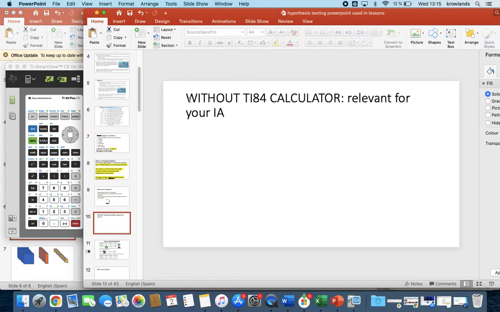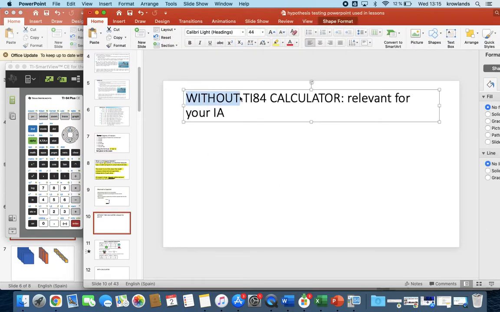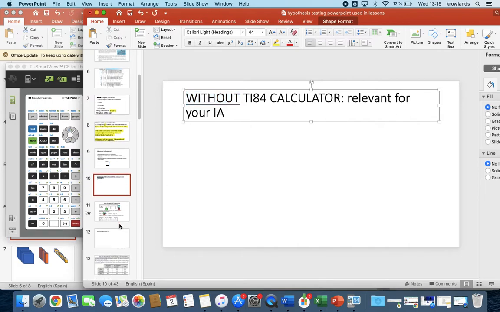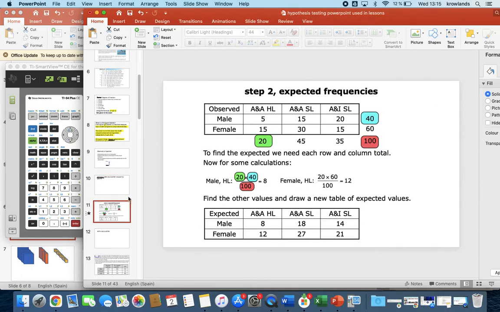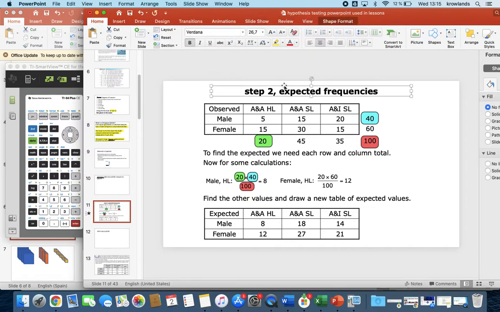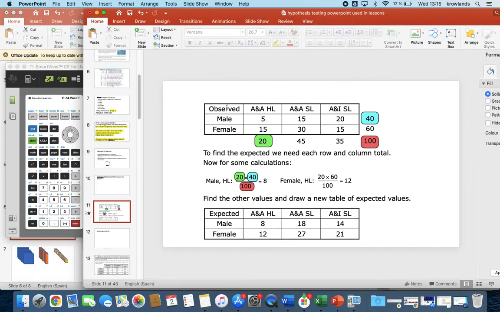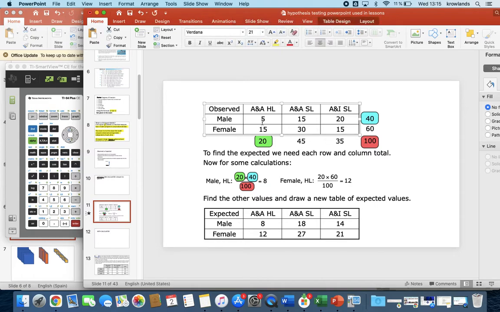So this is without the calculator. Now this will be relevant for many of your IAs. So although we won't be doing any questions on this, this part of the video is essential. So this is the table we are given in the exam, for example. This is going to be the observed data. It would represent different values for males and females studying different topics within a particular cohort of students.